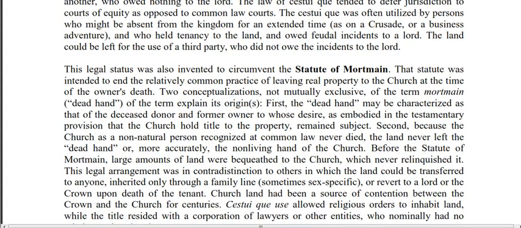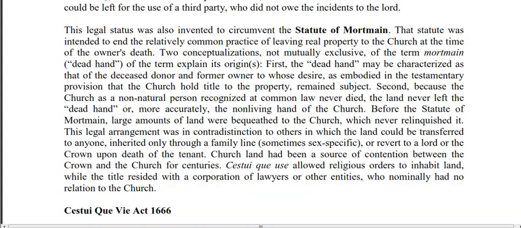This legal status was also invented to circumvent the Statute of Mortmain. The statute intended to end the relatively common practice of leaving real property to the church at the time of the owner's death.